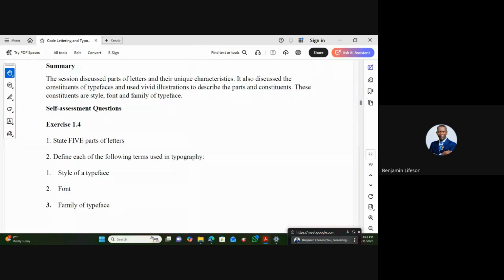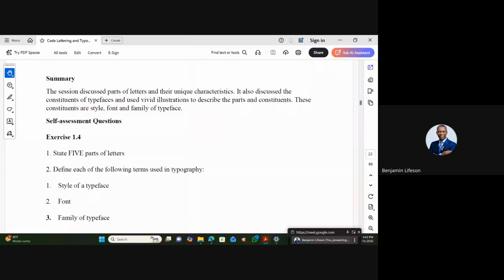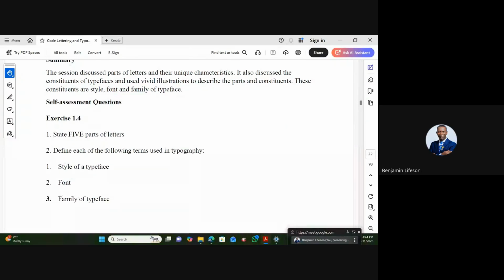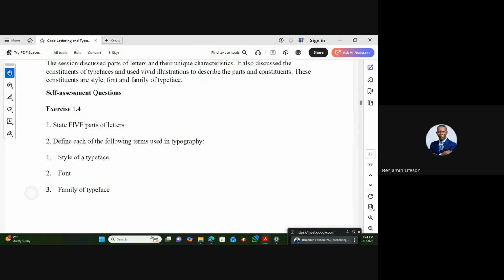In this section, we discuss parts of letters and their unique characteristics. We also discuss the constituents of typefaces and use vivid illustration to describe the parts and constituents. These constituents are styles, font, and family of typefaces.